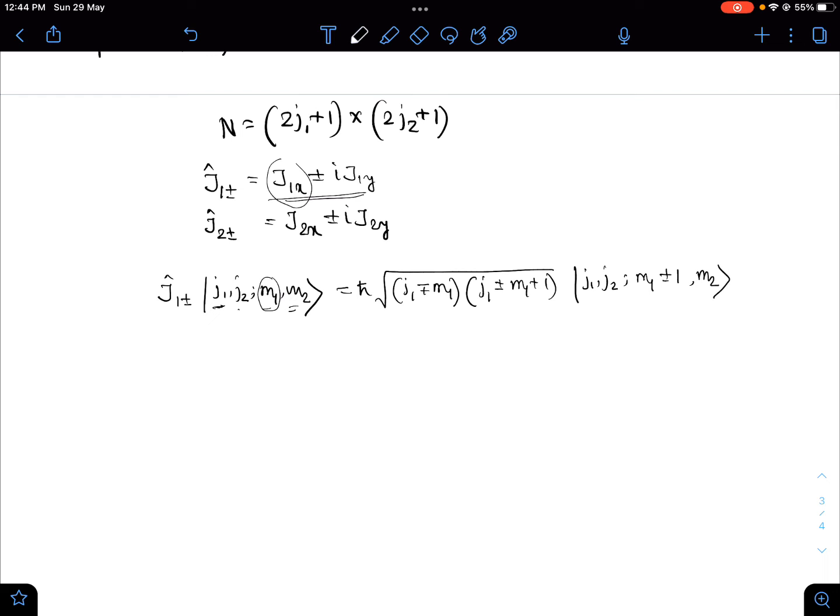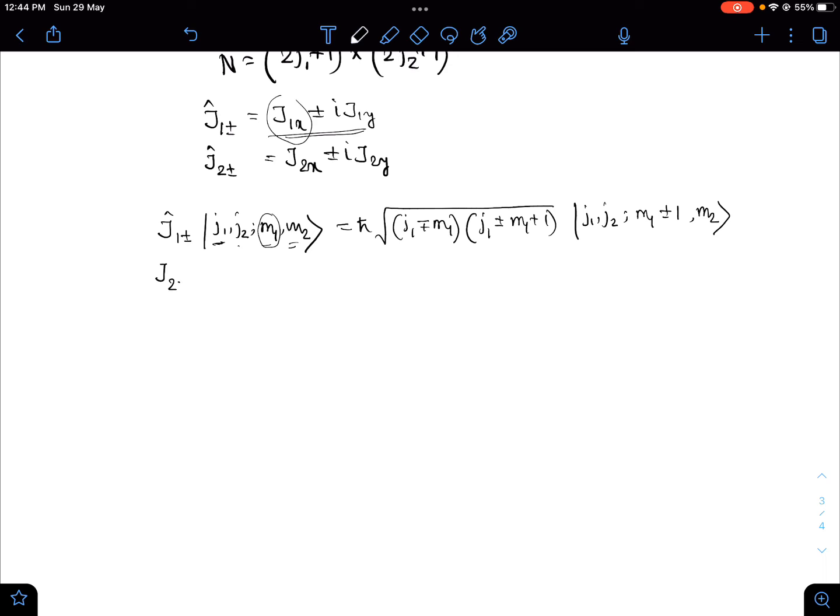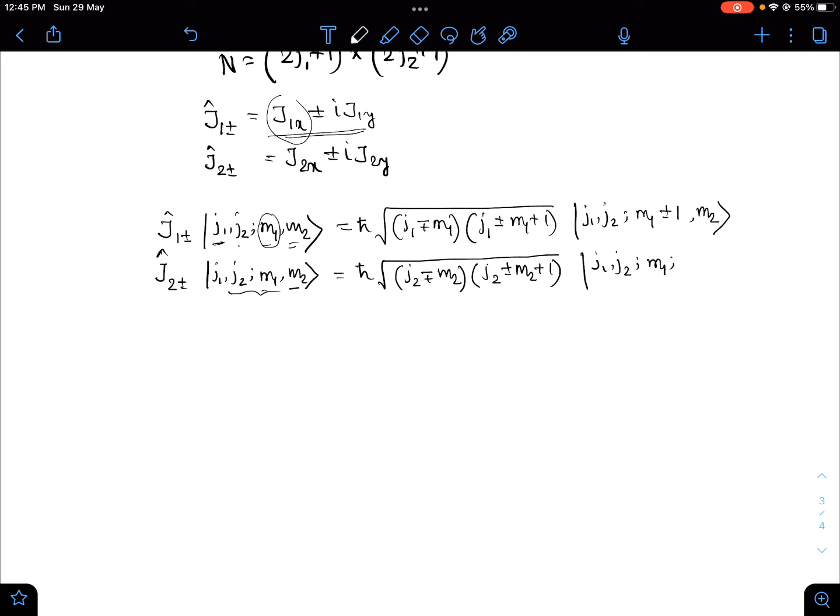Similarly, when j2± acts on |j1, j2, m1, m2>, it will only change the value of m2. It will not affect the value of m1. So we will again have ħ root under (j2 ∓ m2)(j2 ± m2 + 1), and this state will be |j1, j2> where m1 will be the same, and m2 will be changed by ±1.